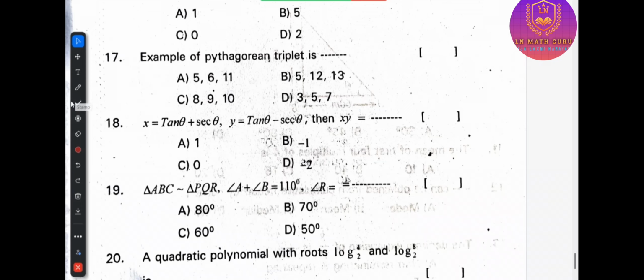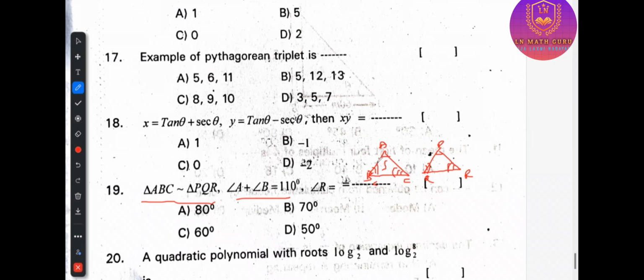Next question. Triangle ABC is similar to triangle PQR, angle A plus angle B equals 110 degrees, then angle R. Already we know that when two triangles are similar, the corresponding angles are equal and the corresponding sides are proportional. ABC is the first triangle given. Then PQR is the second triangle. So angle A must be equal to P, angle B must be equal to angle Q, angle C must be equal to angle R.